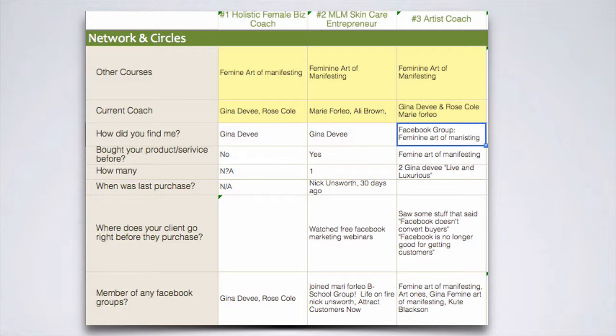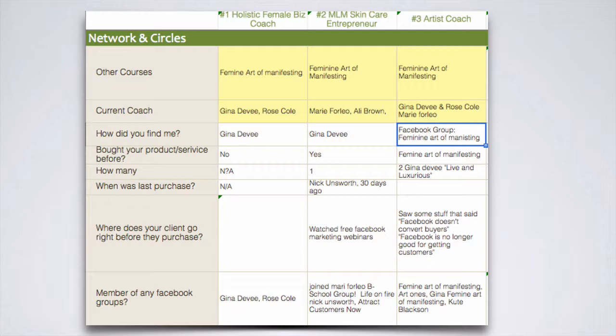What's more valuable and more important is to start to see where you find these customers. So in your questions, you should have asked them, hey, when it comes to your business and the thing that you do, what other courses do you take? When it comes to the result that you're seeking, have you hired any other coaches? When it comes to this business, how did you find me? Have you bought any other products and services before? How many?